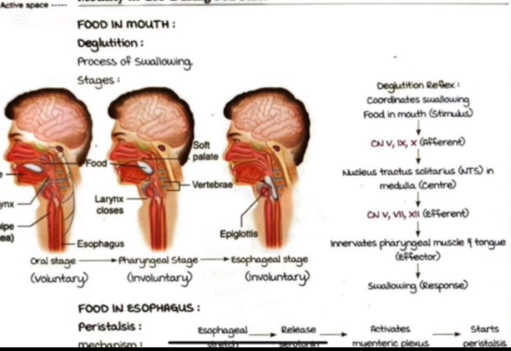Motility in GIT during fed state. Food in mouth: deglutition, process of swallowing. Oral stage is voluntary. You can see the tongue, pharynx, and windpipe trachea in this image. Behind the trachea, you have your esophagus. Pharyngeal stage is involuntary. You have your vertebrae, soft palate, and larynx closes. Esophageal stage is involuntary. You have your epiglottis.